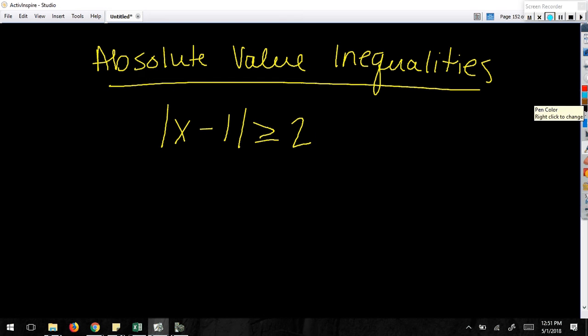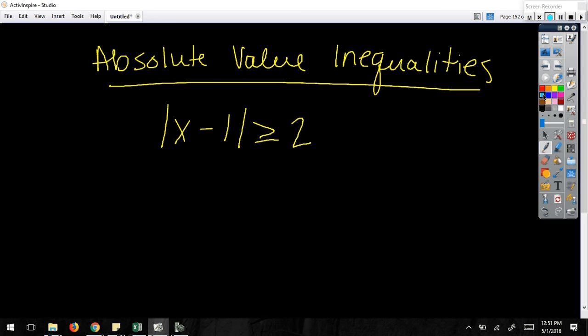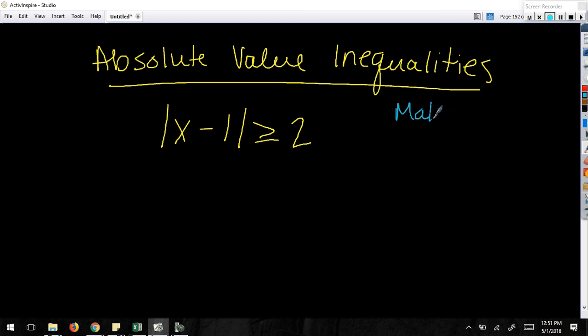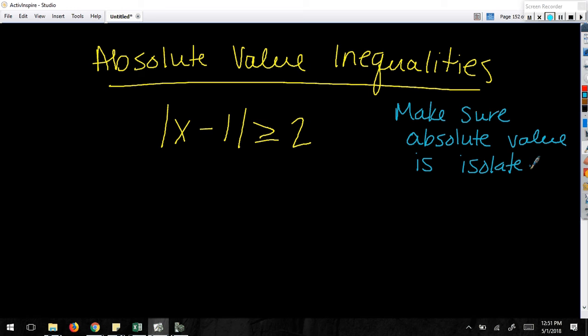So the first thing you want to do is make sure, always, and in this case it is, that your absolute value is isolated. And what I mean by isolated is make sure it's by itself. Maybe if there was, say, a 2 in front of this absolute value, I would need to divide both sides by 2 before I started, and then I'd be ready to solve.